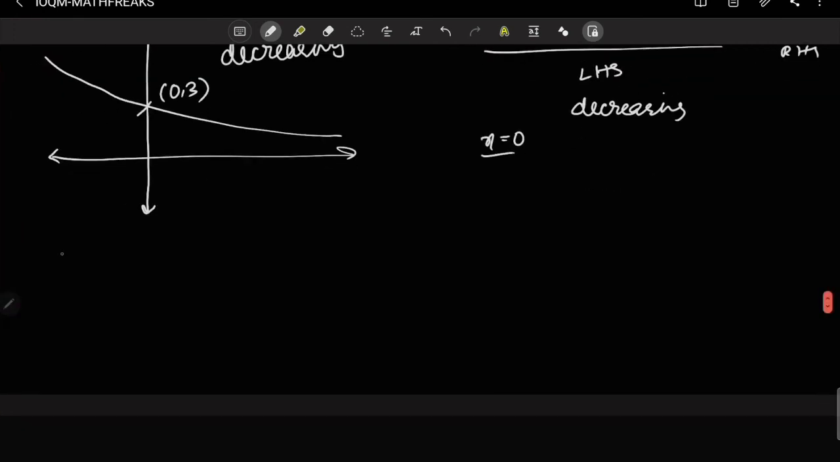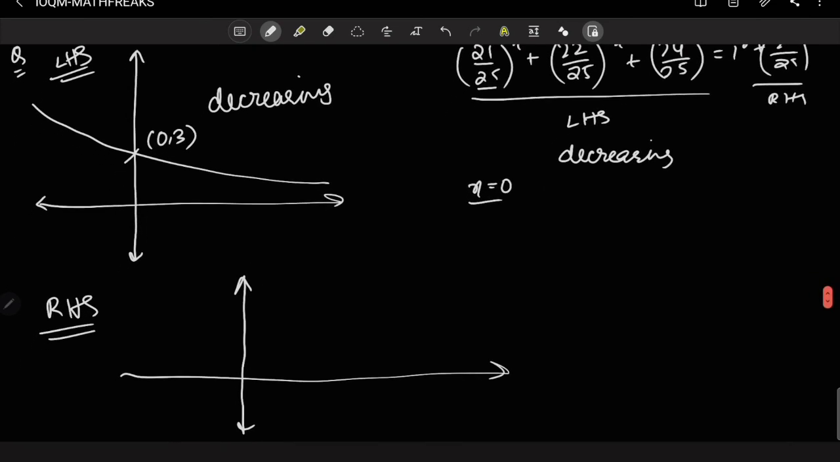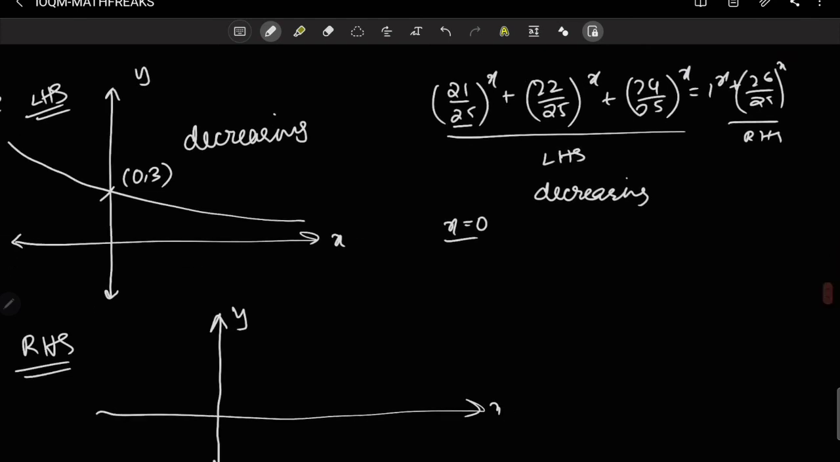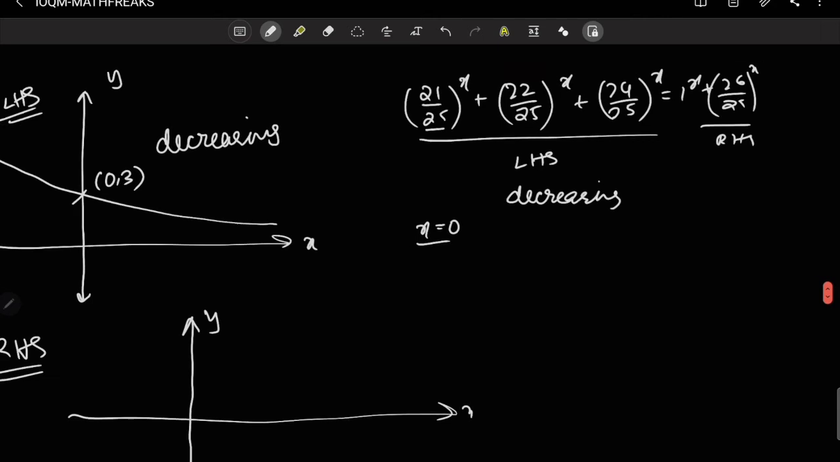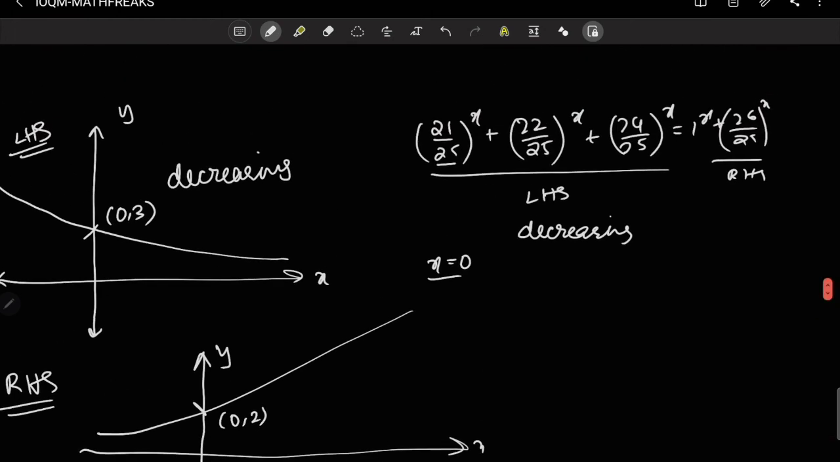Now if you look at the RHS, you can see this is increasing. Why? Because a is greater than 1, right? So it will be increasing, and where will it cut the y-axis? If you put x as 0 it will cut the y-axis at 2, right? So increasing, this will be, and this will be (0, 2), right? Because if you put x as 0 we will get 2.